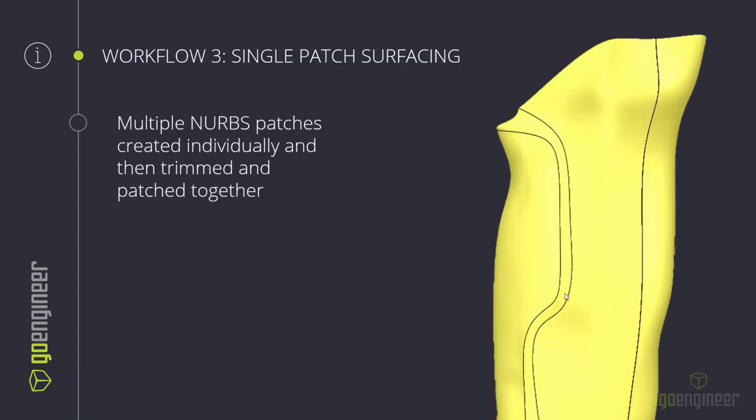Now, finally, we get to single patch surfacing. I'll be honest, this is my personal favorite, and that's because it's sort of the Goldilocks approach. It combines the accuracy of the auto surfacing, but with more adjustability, more control, more similar to the lofting approach. And so that's creating multiple NURBS patches. Instead of a network of them, you're creating individual patches here and there, and then trimming them and patching them together with a little more purpose.